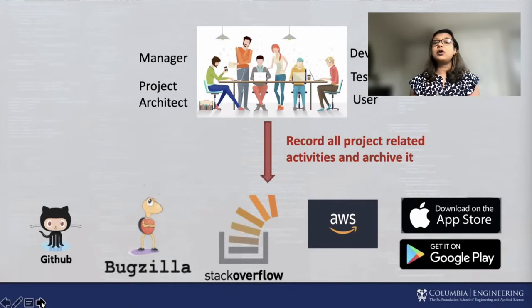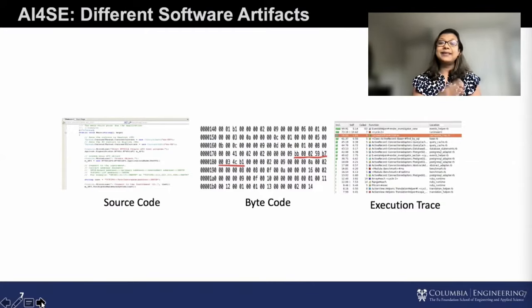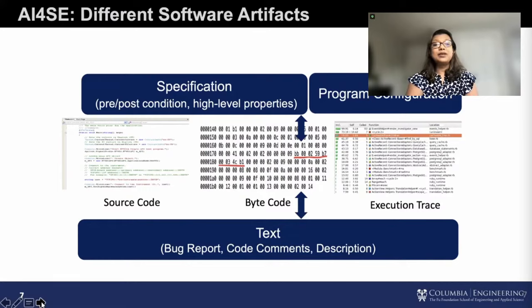So once we record all these project or software related activities, this is where machine learning can be very much applicable. Because of this huge volume of software engineering related data that is getting generated, we can learn the hidden patterns from these data, and that will help us to build smart software engineering tools. So for example, as an artifact, we generate a lot of source code, bytecode, execution traces. There are a lot of text associated to these artifacts, like bug reports, code comments, description, as well as other metadata like software specification, pre-post condition, high-level properties, how you will configure your program, etc.